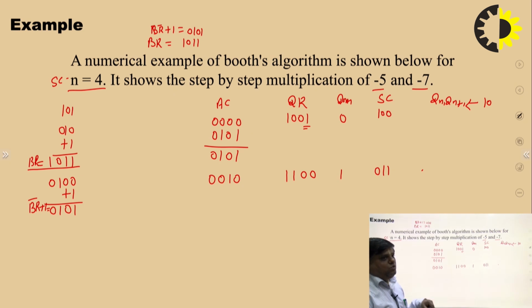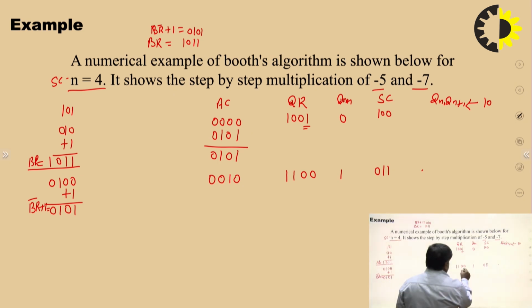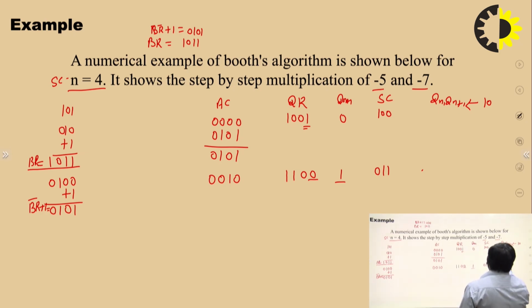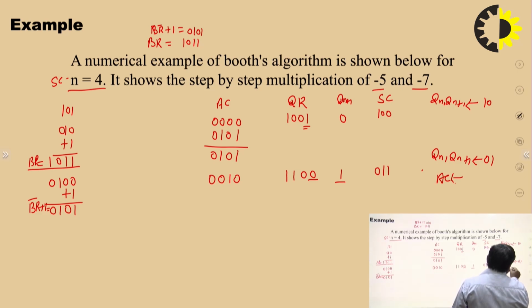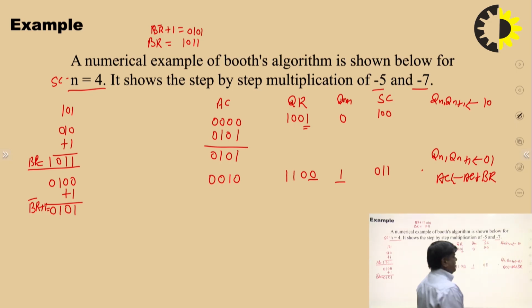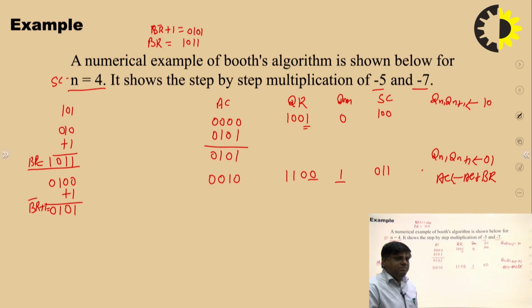Again check Qn and Qn plus 1. Now, this is the Qn. Now, this is the Qn plus 1. Now, Qn and Qn plus 1, that is 0 1. And for the 0 1, what is the procedure? AC is equal to AC plus BR, and arithmetic shift, and SC is equal to SC minus 1.